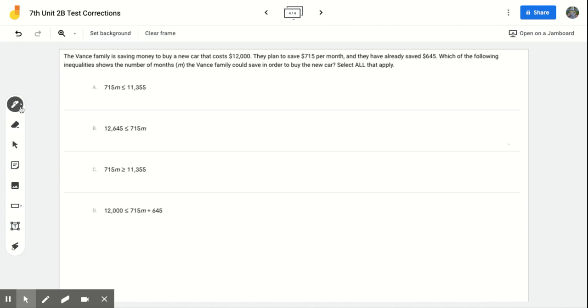So one thing that I just have to mention here before you guys move on, you're going to see these signs in this problem because they would need to have something equal to 12,000. Okay, so that's why there's this little line under it, because if they save $12,000, they'll still be able to buy the car. They don't need more than 12,000. They can, but they could have exactly 12,000 to buy the car.